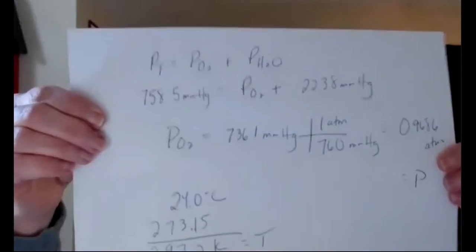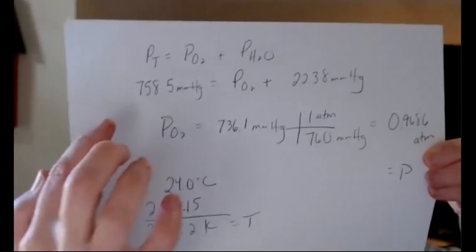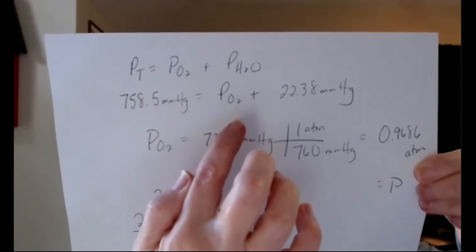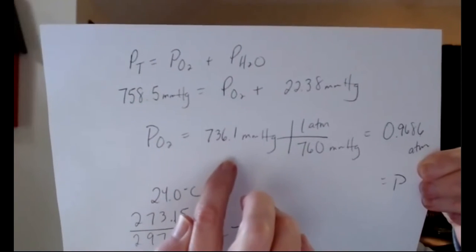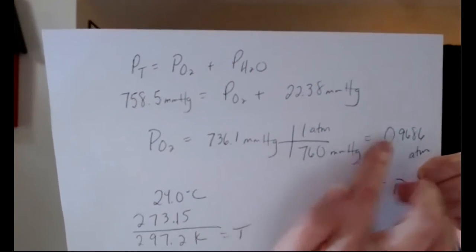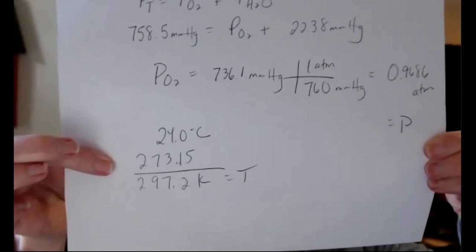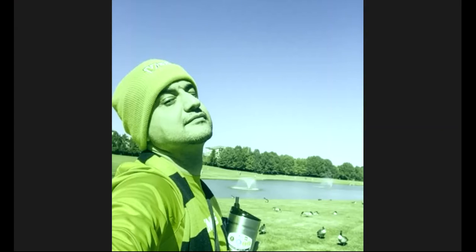Okay. When it said collected over water, I took my total pressure equal to my pressure of oxygen plus the water vapor pressure. So I subtracted this number from that one. I get that. I converted it to ATM. I took my temperature and added 273.15. I get my temperature. The only other information they gave me in the problem was moles of potassium nitrate. Okay, so let me write it.